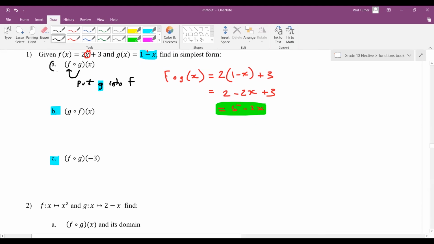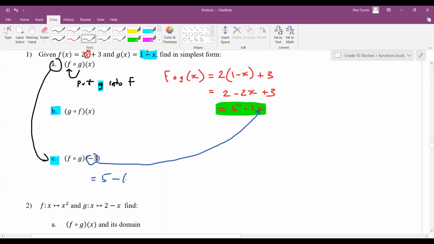So for that one, you'll use the result here for this one. And we already know what the function is here. So that means you would take your minus 3 and put that into your function and get an answer. So put that in there. So you'll end up with 5 minus 2x, and x is minus 3. So you should get 11 for the last answer.